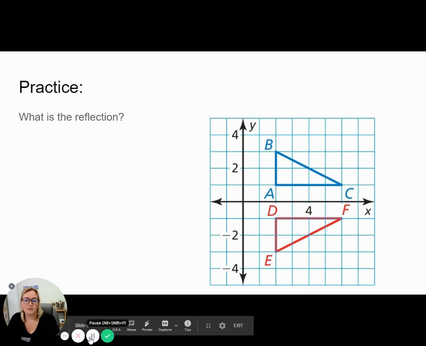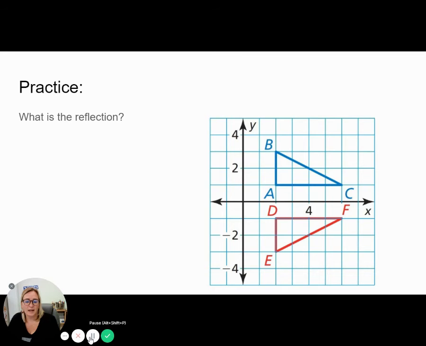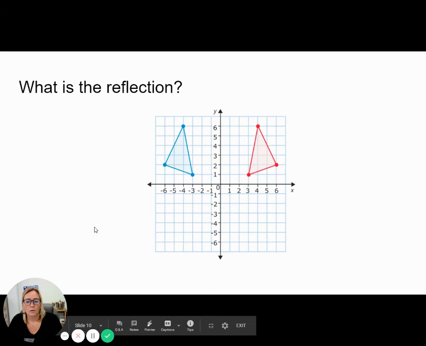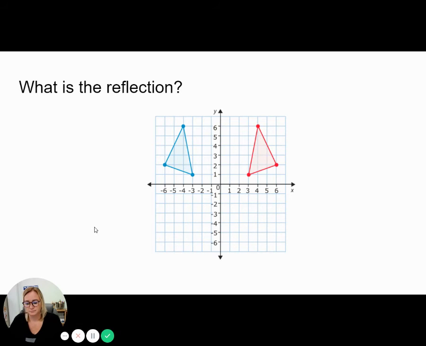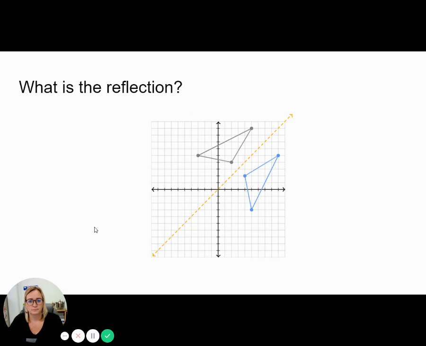Okay, so now I'm going to have you do a little bit of practice just to see if you can recognize the reflection. So what is the reflection shown here?